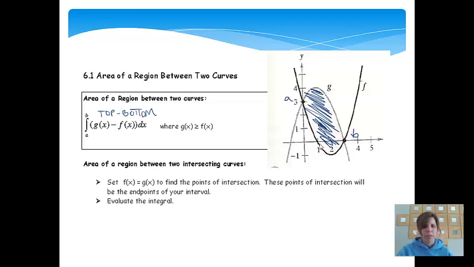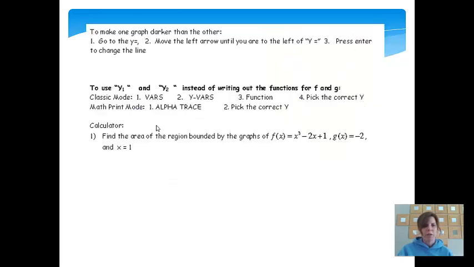To find those points of intersection, we'll just set the two functions equal to each other. If we don't get to use our calculator, we'll have to use a little bit of algebra to figure that out. If we do get to use our calculator, we'll be able to use points of intersection. If you don't remember how to do points of intersection, you can refer to my points of intersection video in the chapter P video notes. And then from there, we'll just evaluate the integral. I've already referred to these first in another video, so I'm going to go right into the examples.